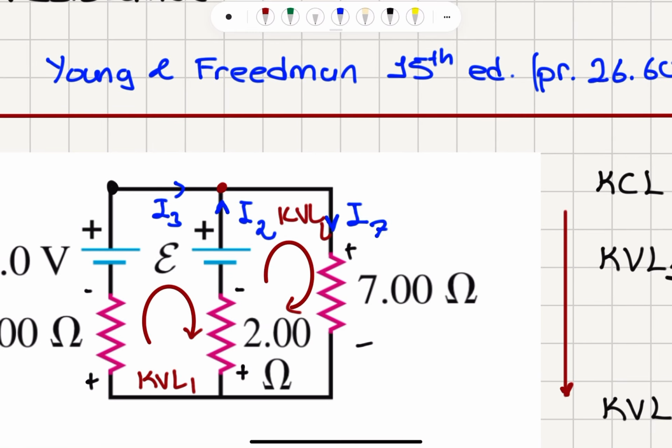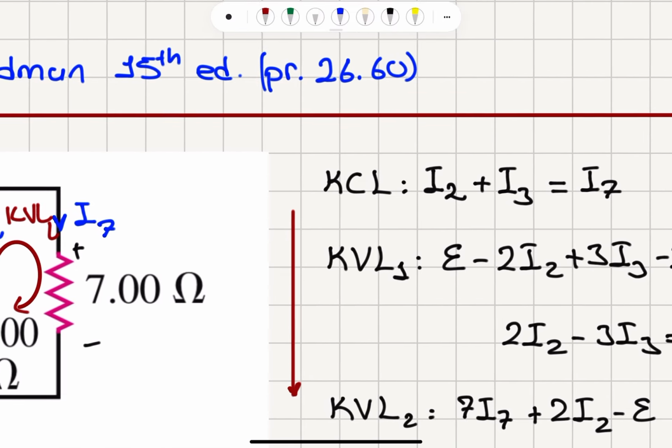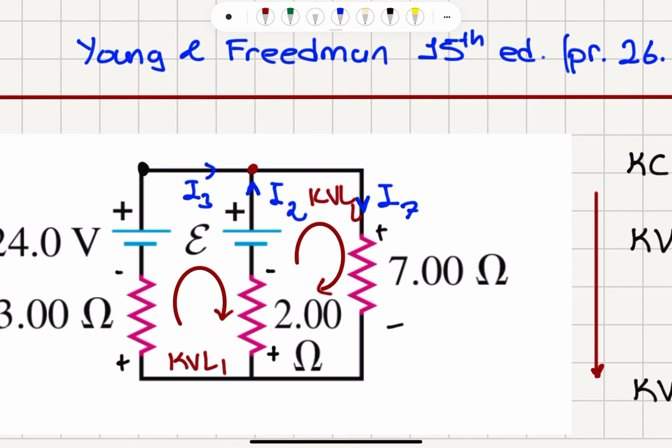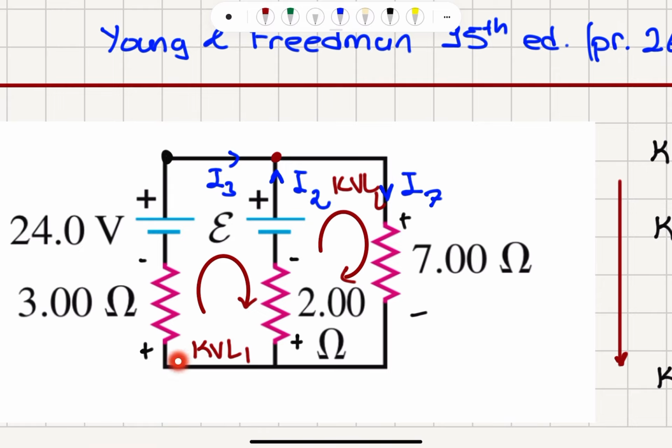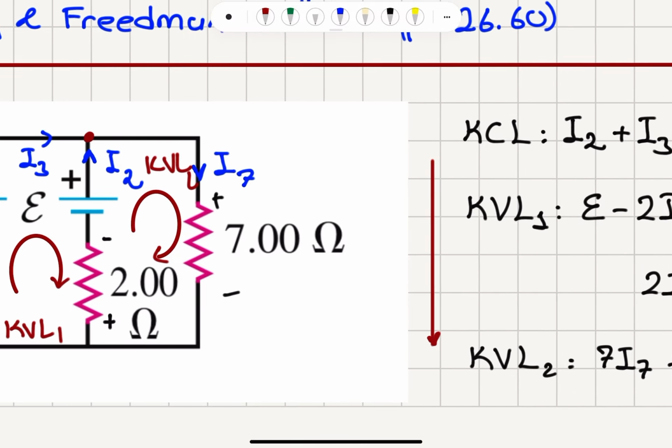So first of all, I write Kirchhoff current law. The sum of all the currents entering this junction, I3 plus I2 minus I7, because I7 is leaving, is 0. So that's the first equation. The second equation is KVL1, Kirchhoff voltage law 1. I start at this point, and I see that I2 is flowing in this direction. So first I will encounter epsilon. So I start with epsilon minus 2I2, then I have plus 3I3 minus 24 is equal to 0, second equation.